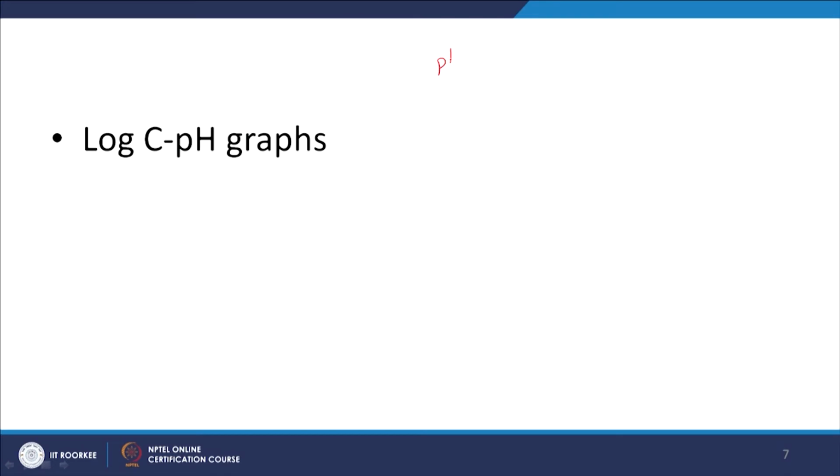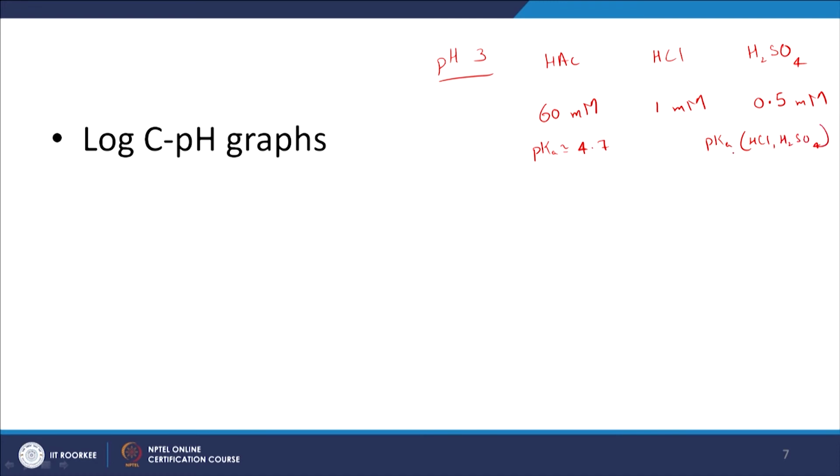So to get to pH 3, how much HAC did we need to add, and how much HCl, and how much H2SO4? HAC we had to put in 60 millimolar, right, and that is what we looked at earlier, approximately pH 3. For HCl it was around 1 millimole, right, and for H2SO4 it is 0.5 millimole. And what is the reason? I guess the pKa for HAC is around 4.7, but the pKa of these 2 particular acids, HCl and H2SO4, is far lesser than 3. I believe it is around 0 though, right.